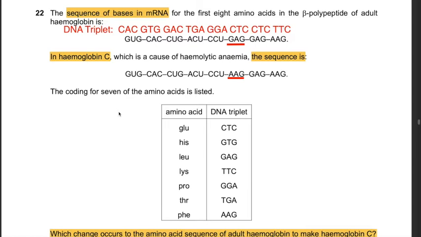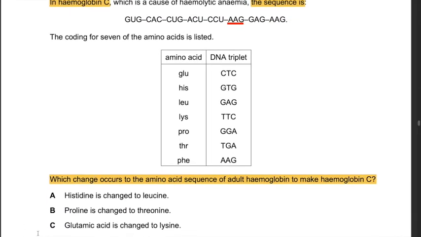Therefore, we have to convert it to the DNA triplet. If we convert the given adult hemoglobin sequence to DNA triplet, we get the sequence shown in red, which I have mentioned above. Now, in this given DNA triplet, if we compare it with the hemoglobin C DNA triplet, only the underlined three bases change. Therefore, the change is represented by CTC changing to TTC. Therefore, glutamic acid is changed to lysine. Hence, the answer is C.